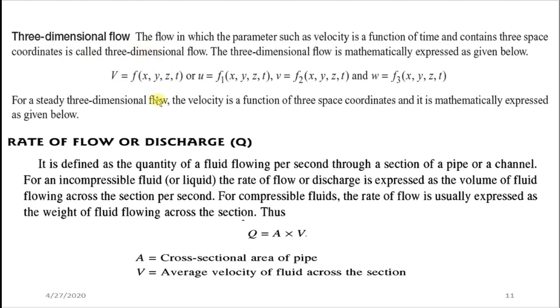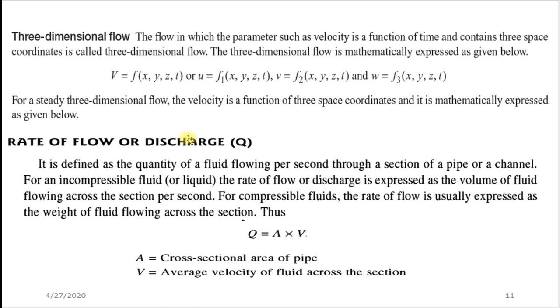Now coming to rate of flow or discharge, it is also called volumetric flow rate. It is defined as the quantity of fluid flowing per second through a cross section area. It is the rate of flow of volume, the flow of a volume of the fluid per unit time. That is called volumetric flow rate. The SI standard unit for this is meter cube per second.